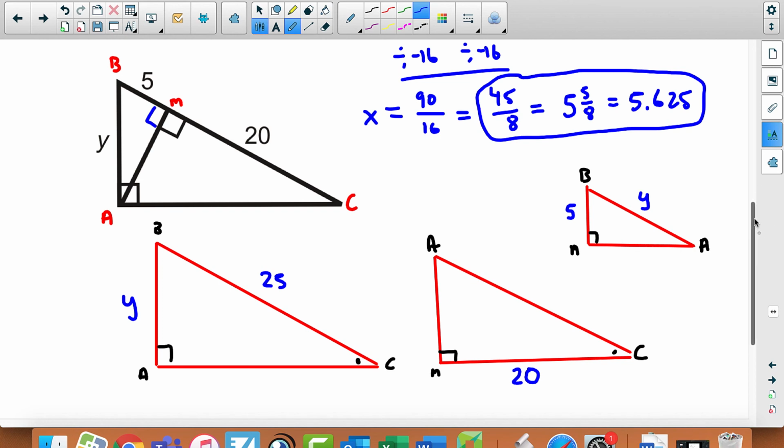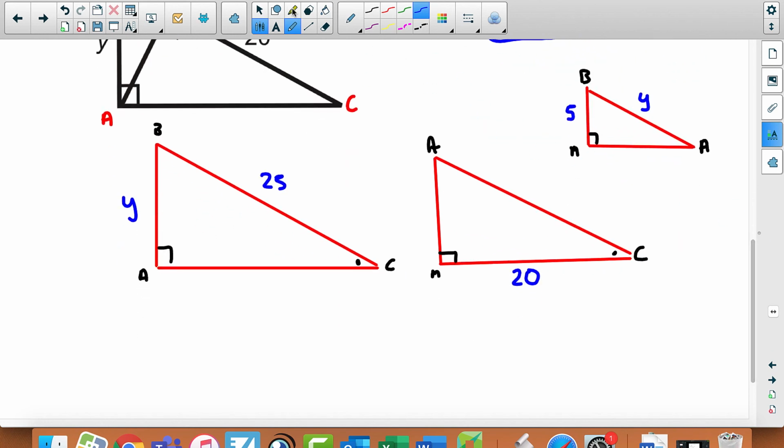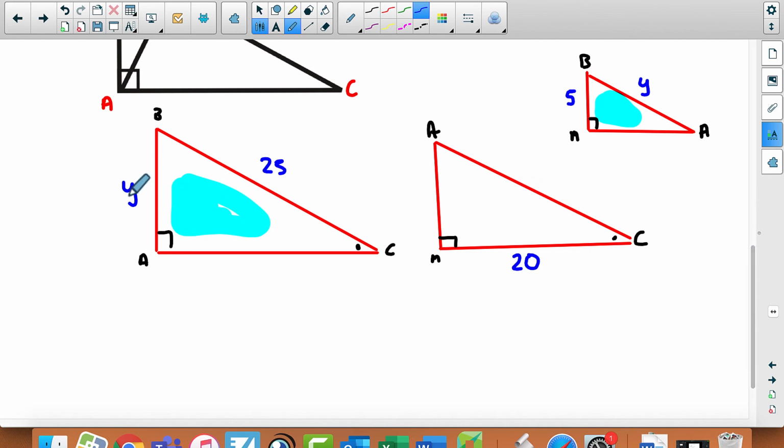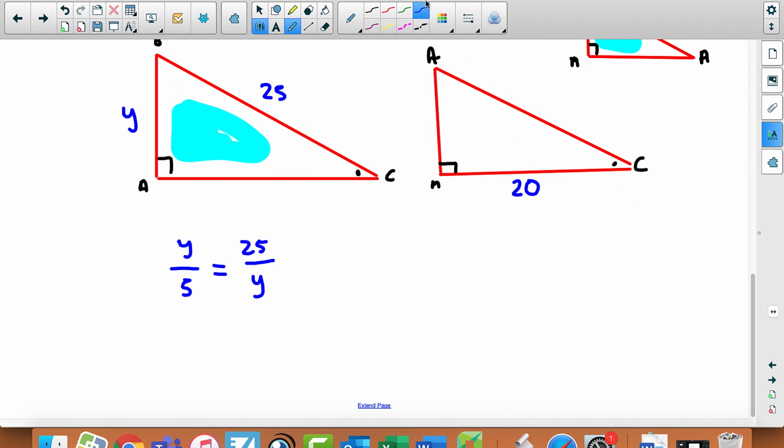It actually turns out you can do this by looking at these 2 triangles, this one and this triangle. It will actually work. It's a little bit different, but we can do this. So let's take a look at the big one, and this Y corresponds to what side? The 5. So Y over 5 equals, we did the big one first, so 25 over, what's that correspond to in the other one? Y as well. Huh, that looks kind of strange, doesn't it? But let's try it. Let's try cross multiplying.